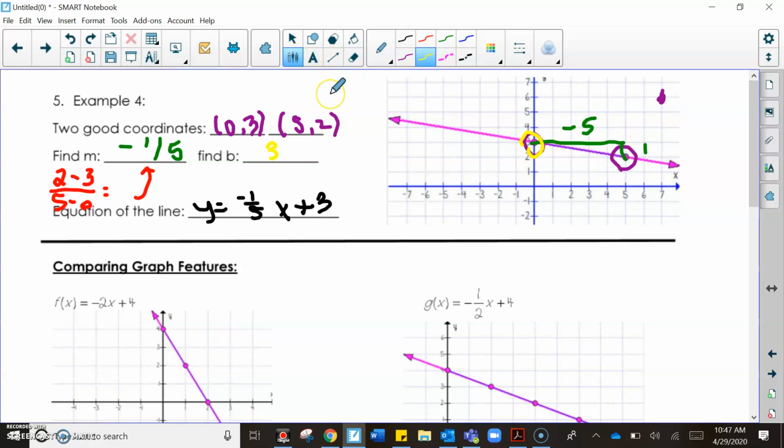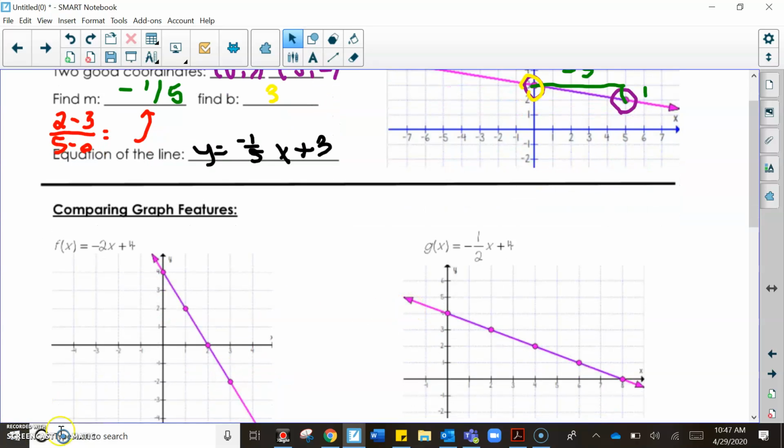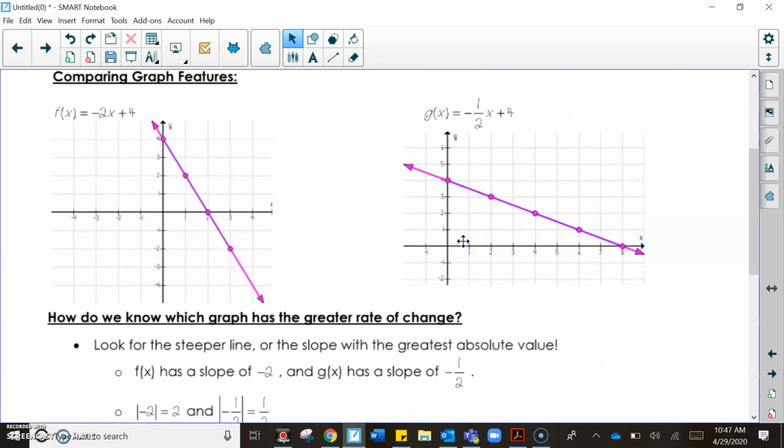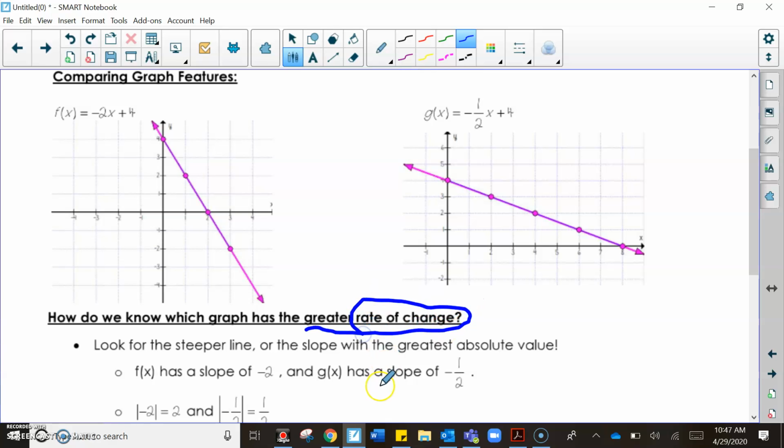All right, so we've reviewed some key features: how to find slope, how to find y-intercept, how to create equations of a line. So let's compare those features now. So when I go to compare these features, we can compare rates of change. Remember, the greater rate of change, or this rate of change, that's another name for slope. Okay. We look for the steeper line, or the slope with the greatest absolute value.